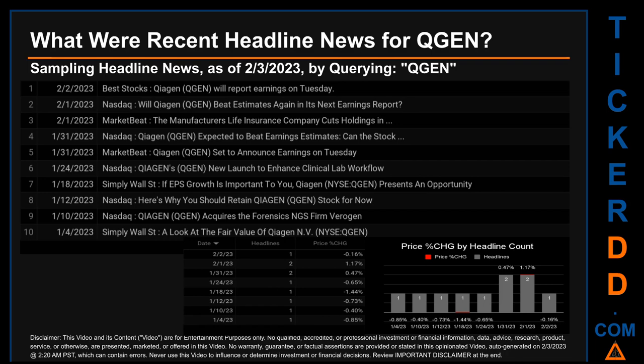Then, for the second day with the most discovered headlines, on Tuesday, January 31, 2023, first, Nasdaq published the headline that read, QGEN, expected to beat earnings estimates, can the stock? Second, MarketBeat published the headline that read, QGEN, set to announce earnings on Tuesday. Correlated or not, as it happened, the stock price for QGEN on those publication dates respectively saw a jump of 1.17% along with a jump of 0.47% when comparing the day's opening versus closing price.